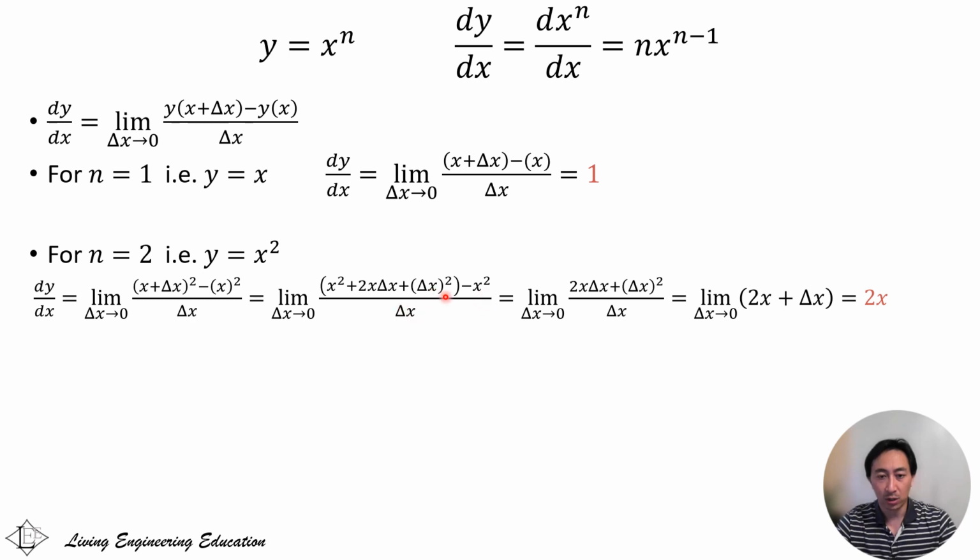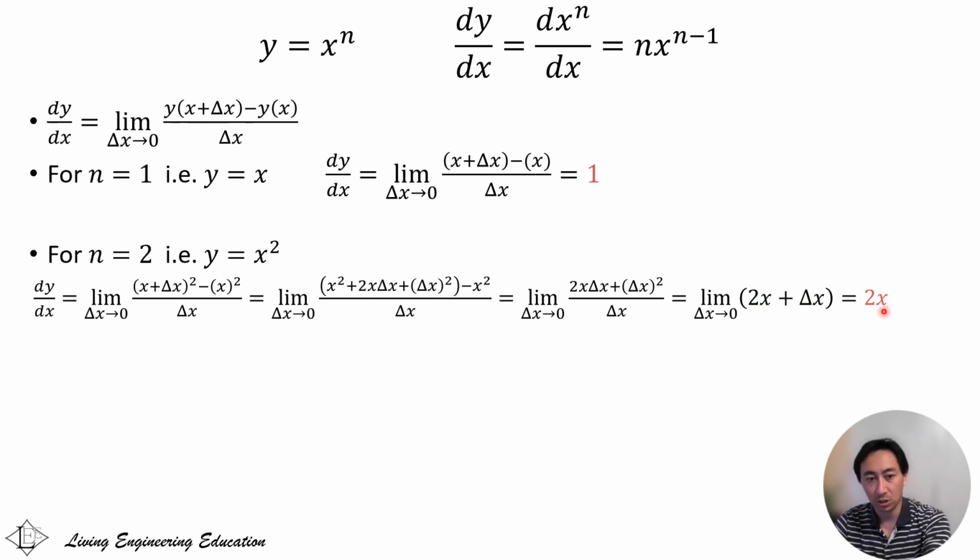Well, x squared here and x squared over here cancel each other out. So I'm left with 2x delta x plus delta x squared in my numerator divided by delta x. So I can cancel the delta x from each of these terms, and I'm left with 2x plus delta x. And I need to take the limit as delta x approaches 0. Well, that's easy. This term just goes to 0, and I'm left with 2x.